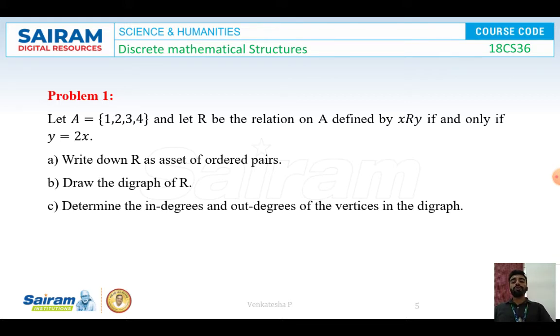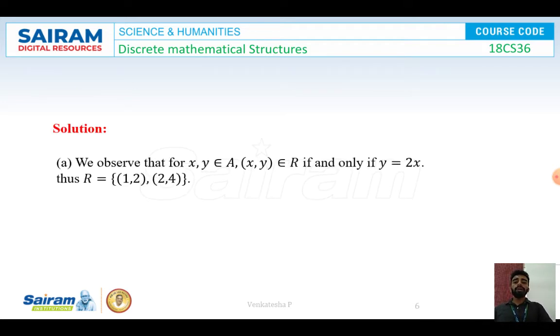If x is equal to 3, I get y is equal to 6, and the ordered pair will be (3, 6). But we have to note that this (3, 6) does not belong to the Cartesian product A cross A. Similarly, if x is equal to 4, I get y is equal to 8, the ordered pair (4, 8), and that also does not belong to A cross A. So I'll take R is equal to only {(1, 2), (2, 4)} as the relation now.